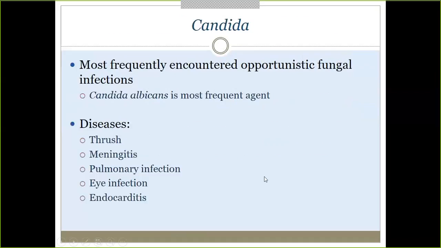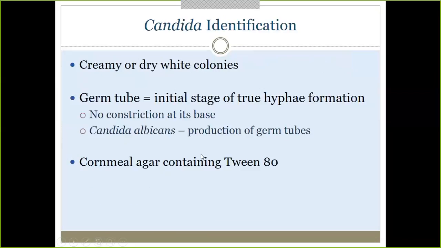All right, so let's start with Candida. Candida albicans is the number one yeast that you will ever run into in the lab. You'll see Candida albicans before anything else. It causes thrush, meningitis, pulmonary infection, eye infection, and endocarditis. Again, these are grown on agar plates. They look similar to bacteria. They can be creamy, but they can also be very dry looking. Alice grew a Candida last session, and they were very dry colonies when we grew them out.